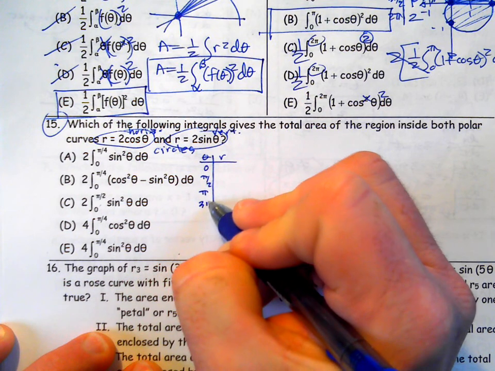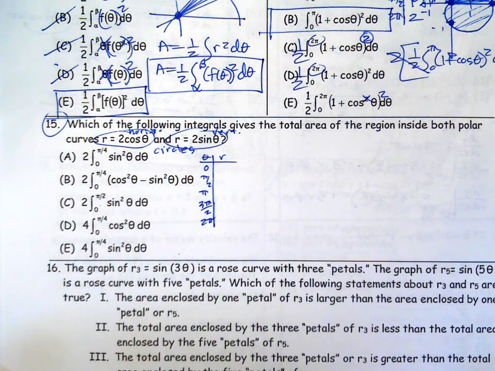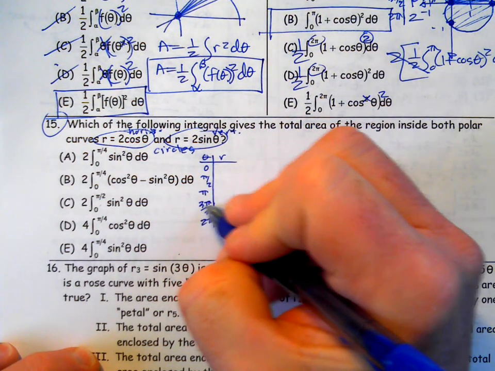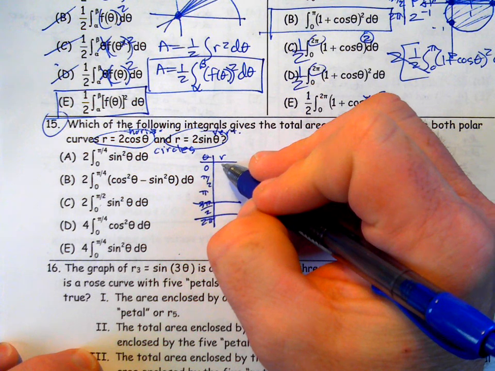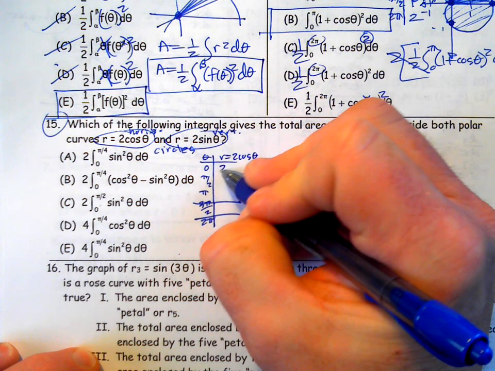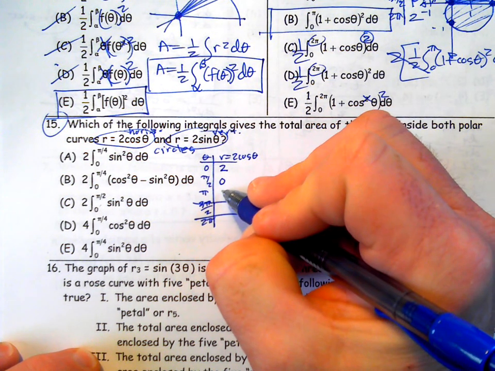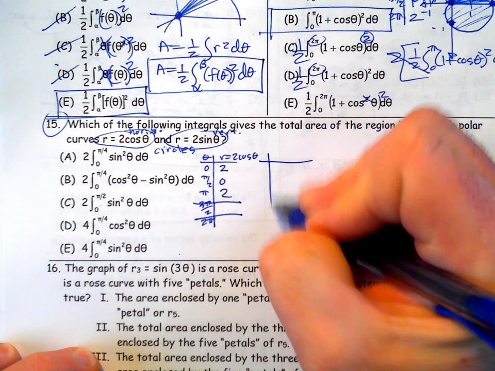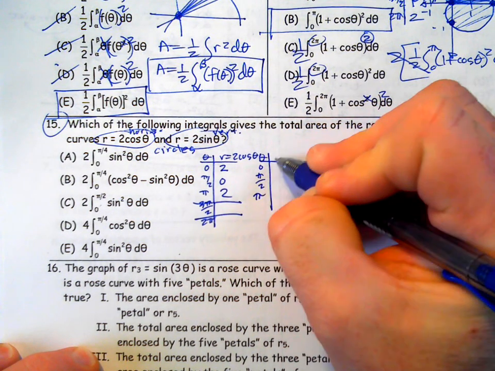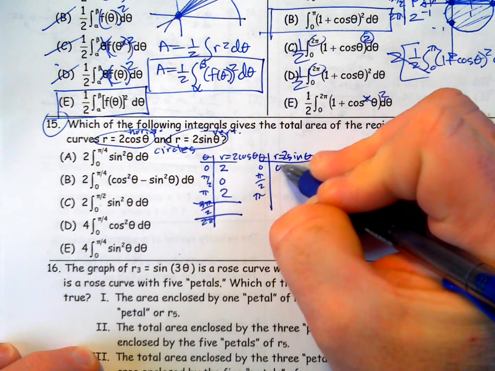Now, here's the thing about these circles: they actually only need 0 to pi to go through their whole shape. So you don't really need this, if you remember that. Cosine of 0 is 1, so we get 2. Cosine pi over 2 is 0, so you get 0, and then 2. And then the other one is going to be r equals 2 sine theta, so that's going to be 0, that's going to be 2, that's going to be 0.